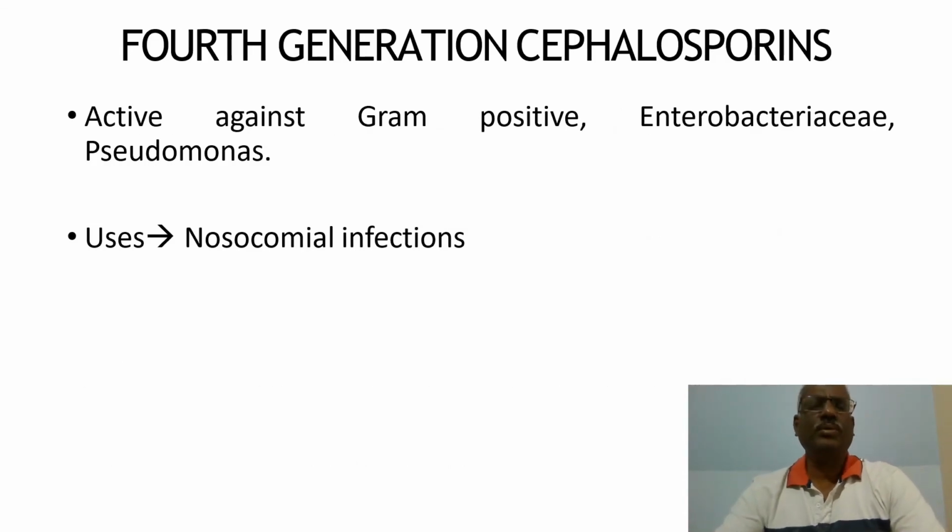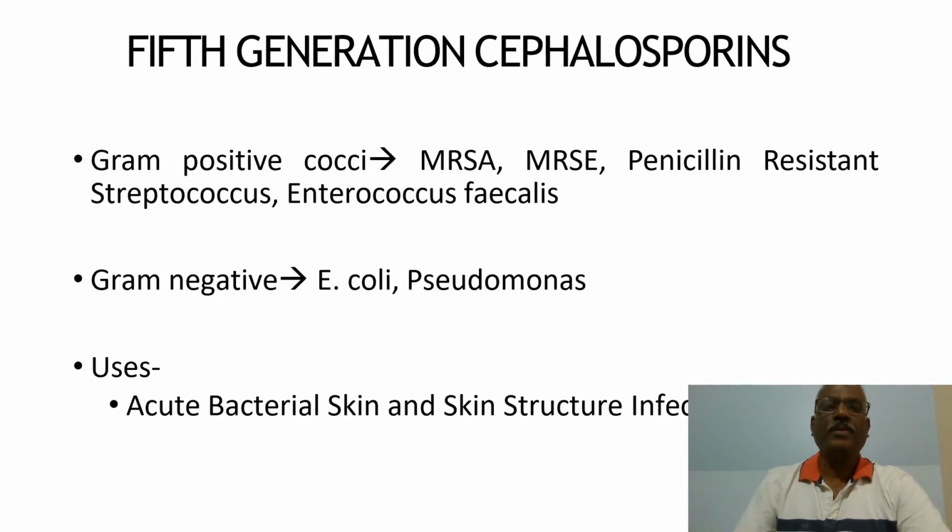Fourth generation cephalosporins are mainly used for nosocomial infections, otherwise called hospital acquired infections. The fifth generation cephalosporins are mainly effective against gram-positive cocci and gram-negative microorganisms like E. coli and Pseudomonas, and are used for the treatment of acute bacterial skin and skin structure infections.